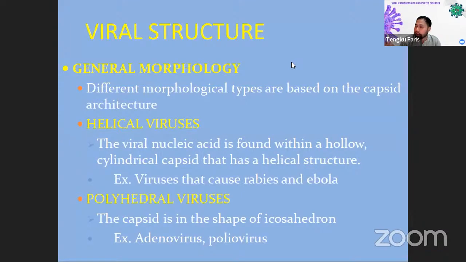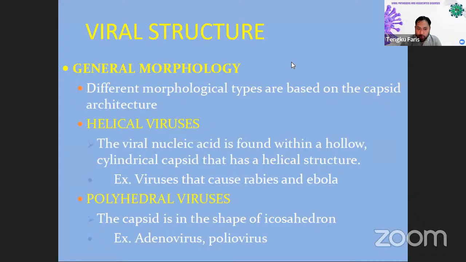The helical viruses, their viral nucleic acid, meaning the DNA or RNA, can be found in a hollow cylindrical capsid that has a helical structure. Meaning they store the genetic material inside this hollow structure. We call it a helical structure, and that is the helical viruses. The most common viruses that have this helical shape are the rabies virus and Ebola virus.